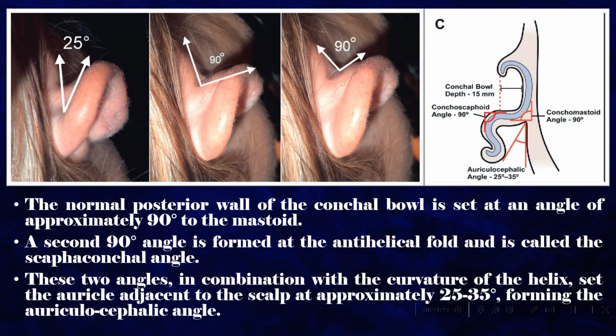The normal posterior wall of the conchal bowl is set at an angle of approximately 90 degrees to the mastoid. A second 90 degree angle is formed at the antihelical fold and is called the scaphoconchal angle. These two angles, in combination with the curvature of the helix, set the auricle adjacent to the scalp at approximately 25 to 35 degrees, forming the auriculocephalic angle.